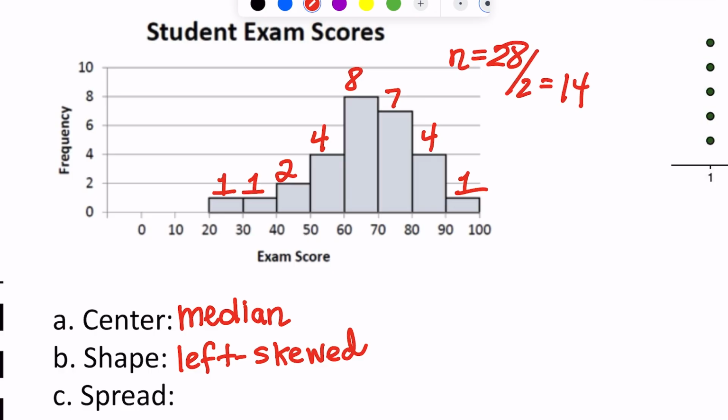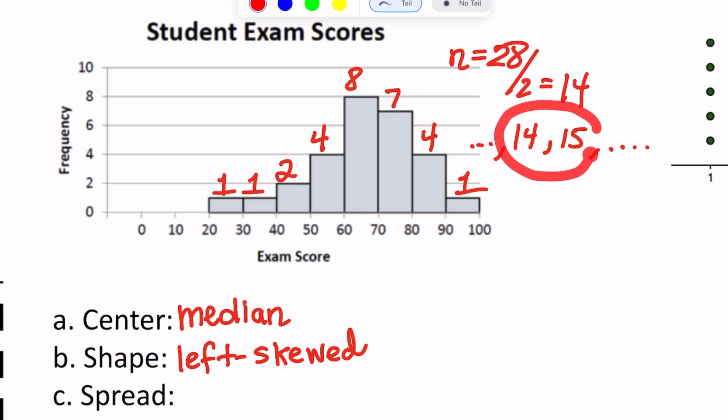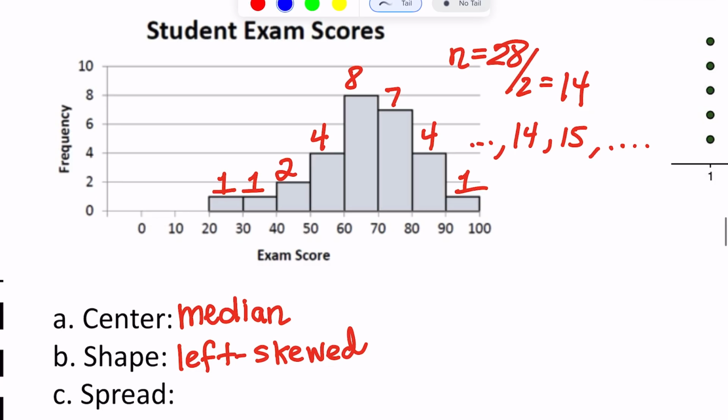In other words, because this is an even number of data points, by the way, the median would be located right here between the 14th and the 15th data point. Actually, what we need to do is average the two middles. Anyway, what we need to do is find the 14th and 15th data point, and that's going to tell us the median. It's going to determine the median.